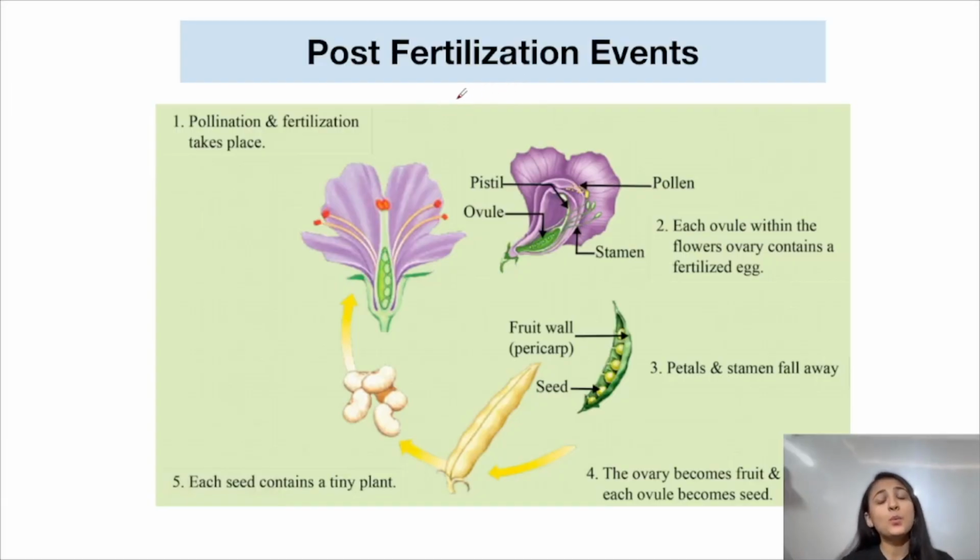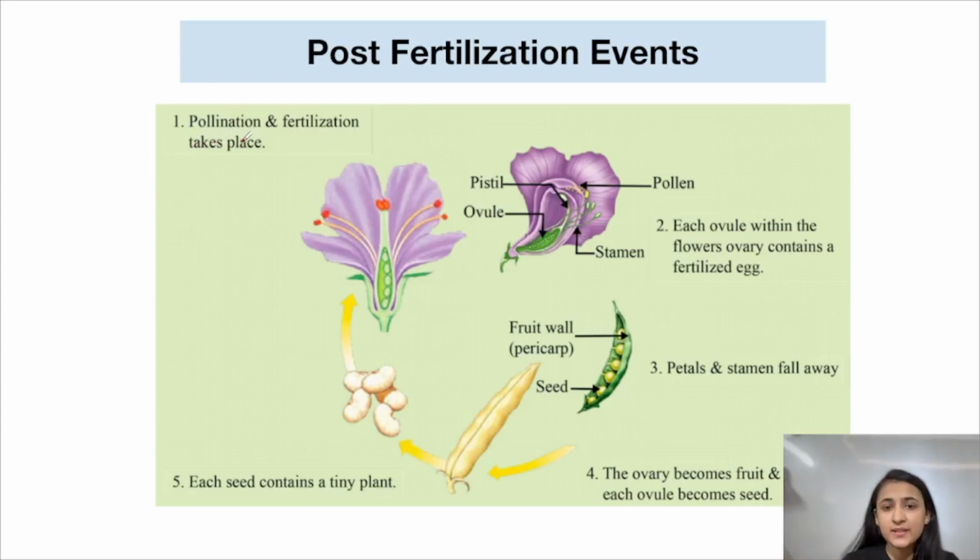Now these are the post-fertilization events. So initially what happens is pollination takes place, okay, the transfer of the male gamete takes place on the stigma, that is the transfer of the pollen grains occurs on the stigma of the female reproductive organ or the female flower. So the process of the deposition of the pollen grain from the stamens to the stigma of the carpel, this process is known as pollination, okay.